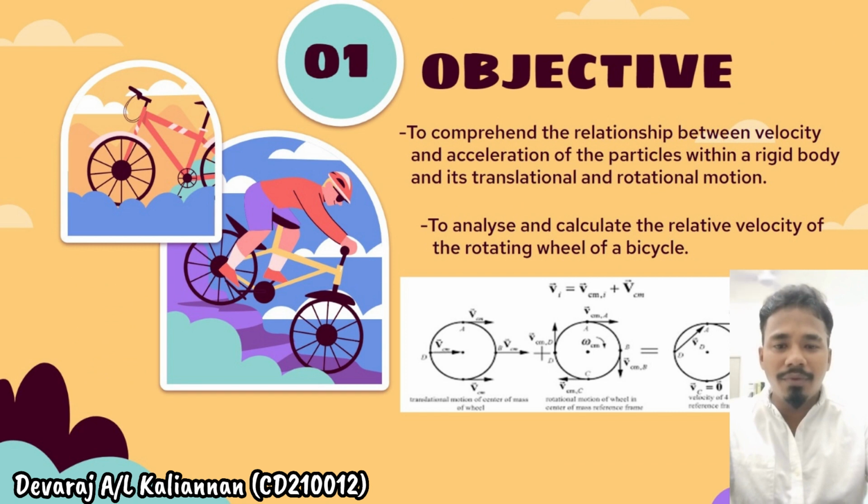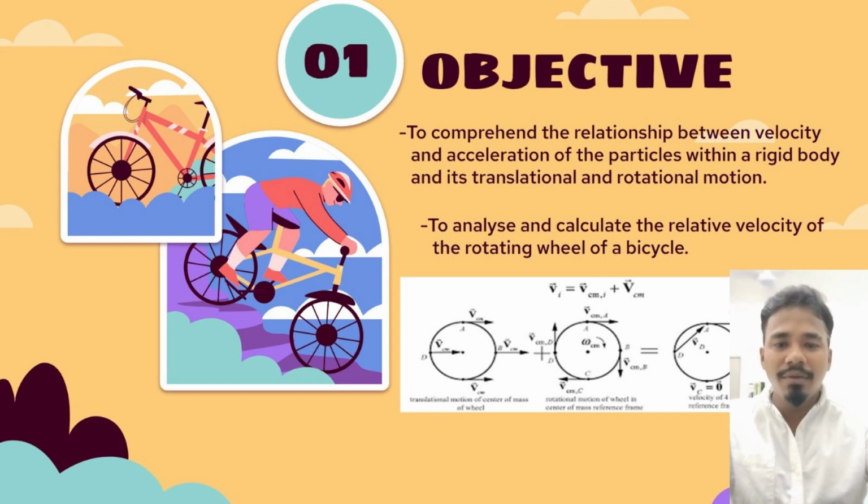What is the objective of this mini project? It is to comprehend the relationship between velocity and acceleration of the particles within a rigid body and its translational and rotational motion. Secondly, it is to analyze and calculate the relative velocity of the rotating wheel of the bicycle.